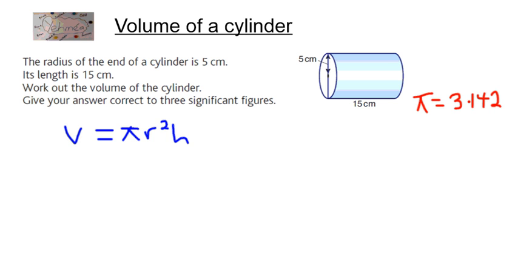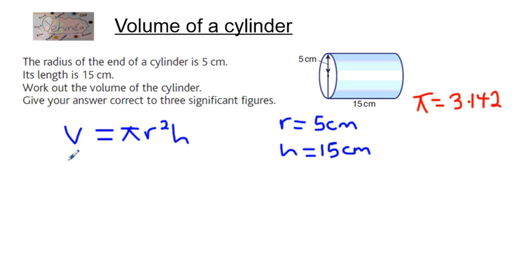But what do we have? We have the radius r. So r is 5 centimeters. When you're answering a question like this, it's best to list out what you have and then substitute. Okay, we have the height, which is h. We have that as 15 centimeters, and that's the height of the cylinder.